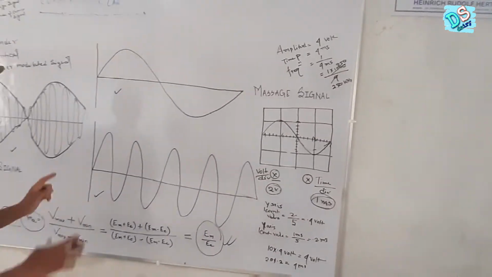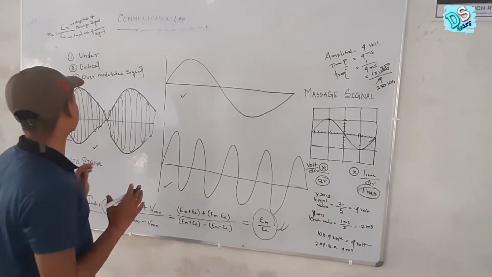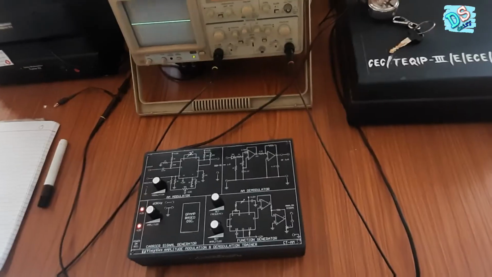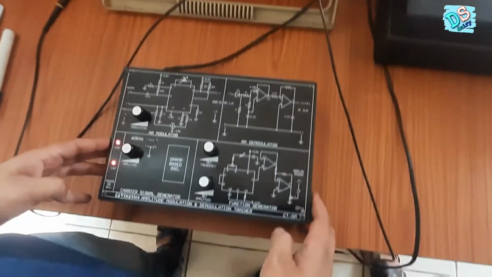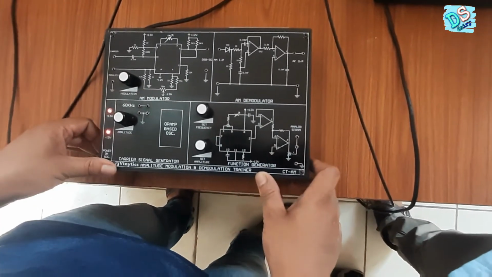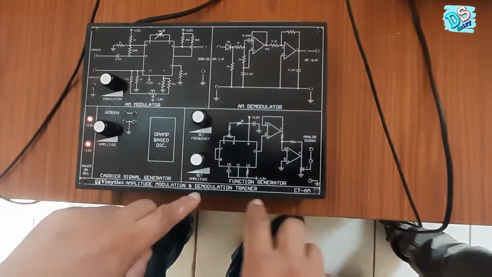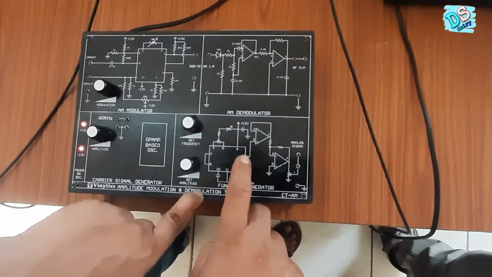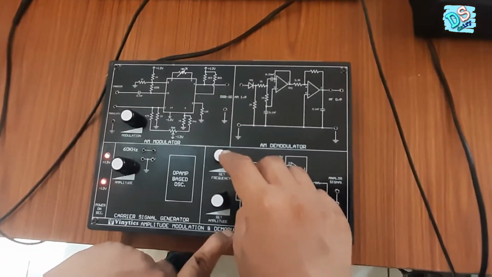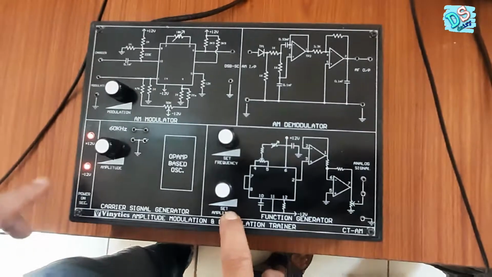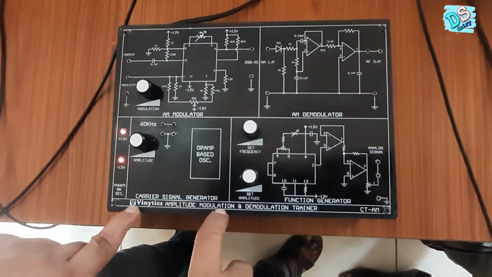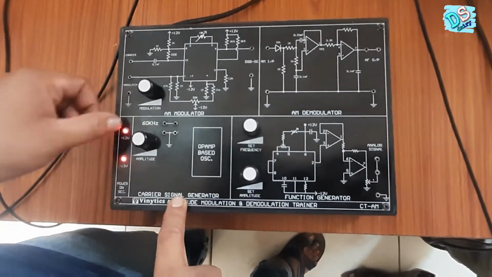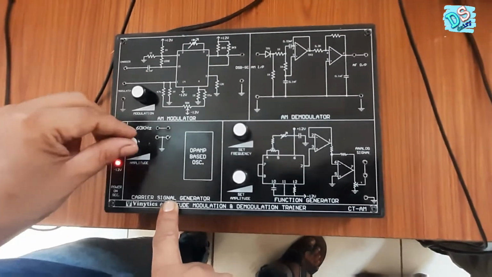Now we are going to see the practical setup of this total system and demonstrate it. This is our amplitude modulation and demodulation trainer kit. This is the function generator block, from which we can generate our message signal. This is the frequency setting knob, and this is the amplitude setting knob. This block is our carrier signal generator. It has a fixed frequency of 60 kilohertz, and we can set the amplitude from this knob.